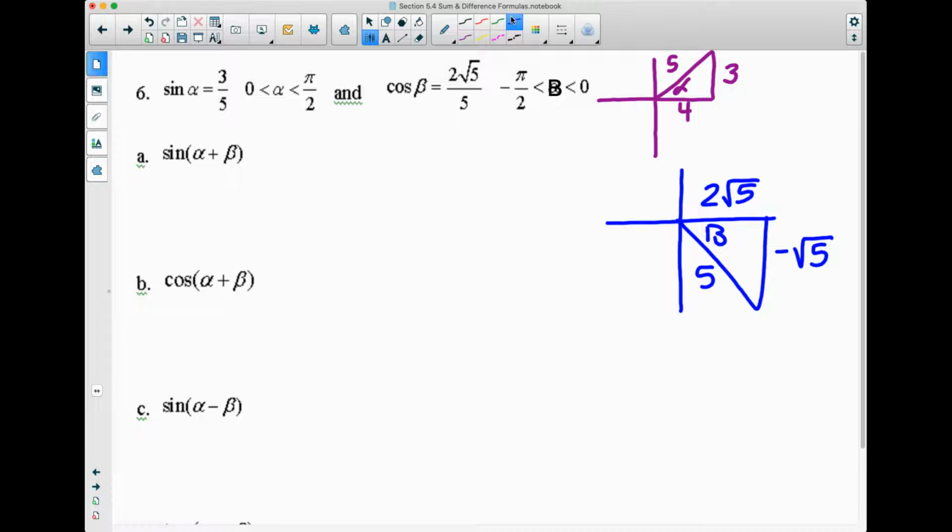Now we just follow the formulas and plug in the information we know. Okay? So sine of alpha plus beta: we are going to follow the sine of alpha, cosine beta, plus cosine alpha, sine beta. And we're just going to pull that information directly from those triangles we just drew. So sine of alpha, which they gave us, but if we looked at our triangle, it's 3/5. Cosine of beta, they have told us that one.